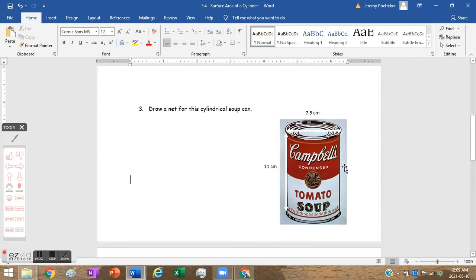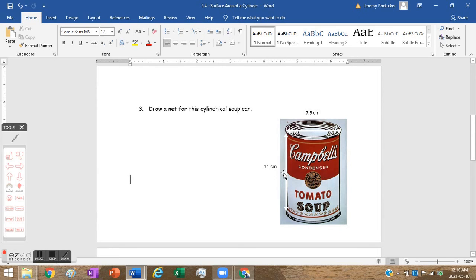Then the height, or the rectangle part. All right, so here we're going to have, well, pi times the diameter. So 7.5, pretty close to 8. Pi times 8, well, 3 times 8 is 24. That's pretty close to 10. I am picking all numbers here that I can multiply pretty easily in my head.